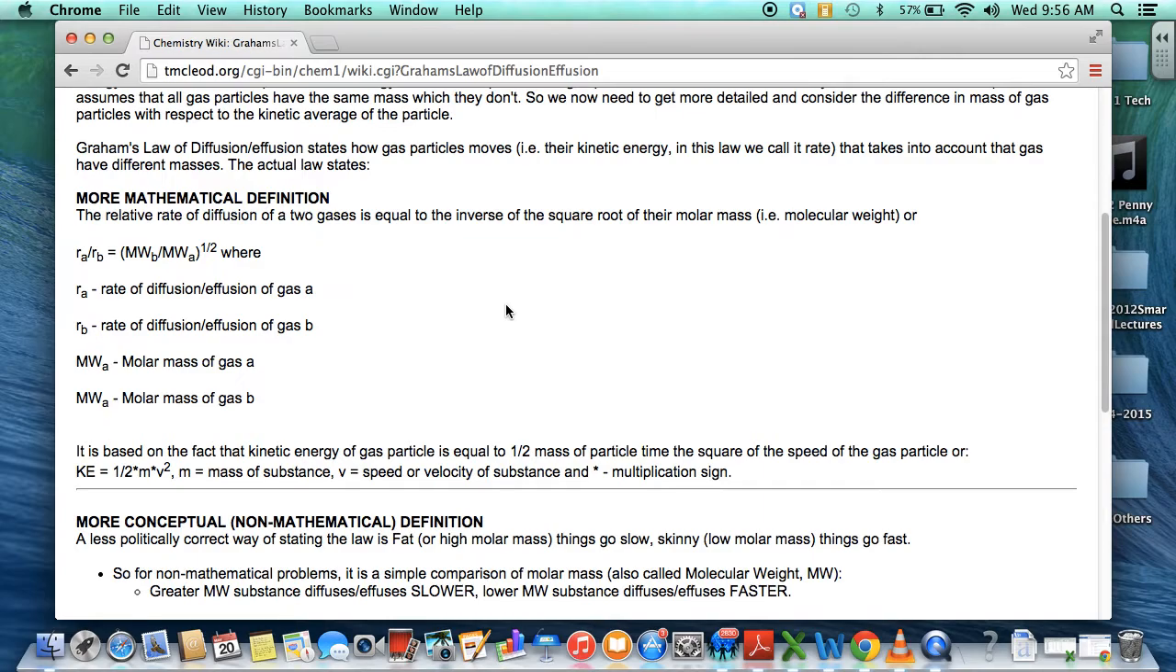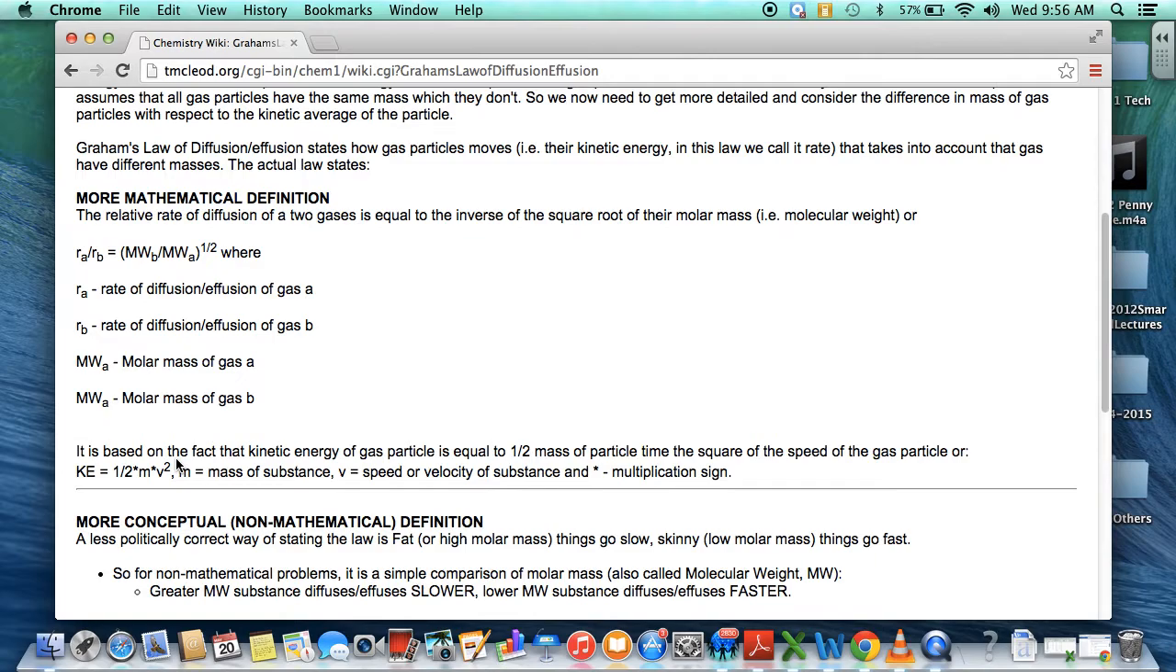Because kinetic energy is equal to 1/2 the mass of the substance times its speed or velocity squared. Usually when we say we're at the same temperature, we say that each particle has the same kinetic energy, therefore it's moving at the same rate or speed. That's a little bit of an incorrect statement. That assumption is the fact that each gas is the same mass. And it works well for all your gas laws.